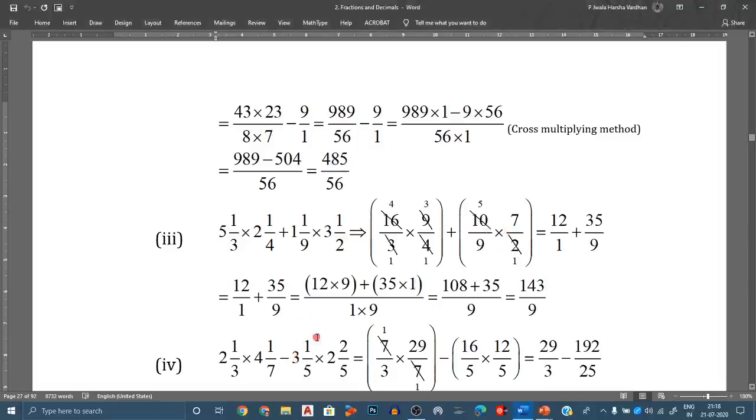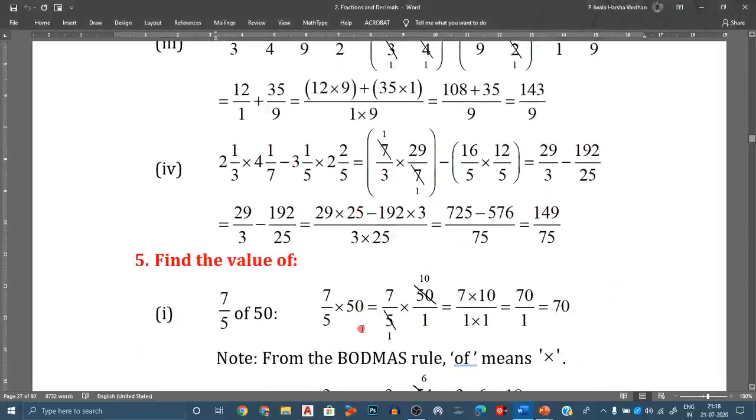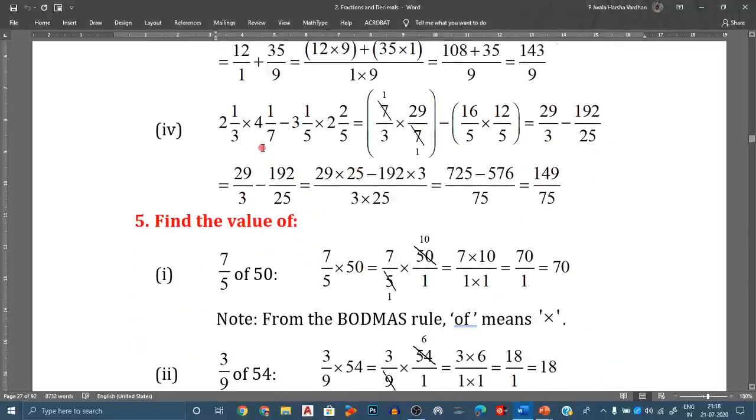2 1 by 3 into 4 1 by 7 minus 3 1 by 5 into 2 2 by 5. So now first you have to convert them into improper fractions. 3 2s are 6 plus 1, 7 by 3, into 7 4s are 28 plus 1, 29 by 7, minus 5 3s are 15 plus 1, 16 by 5, into 5 2s are 10 plus 2, 12 by 5. So now here also you have to use the BODMAS rule. First you have to perform the multiplication.